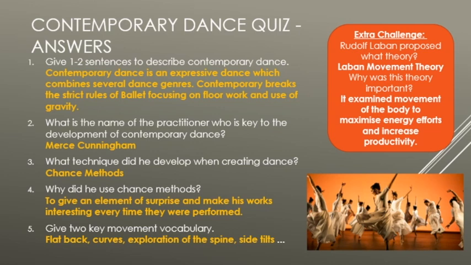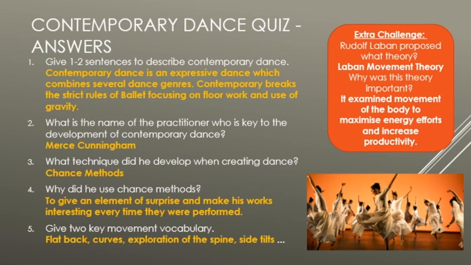So you can have some were part of this answer. So he used this to give an element of surprise, and he also used this to make his works interesting every time they were performed because they were always different. Question number 5. Give 2 movement vocabulary, so action vocabulary. So you could have had flat back, curves, whether that's middle, lower or upper back curves, exploration of the spine, you might have also written spinal twists, side tilts, or any of the other key action vocabulary from that slide.